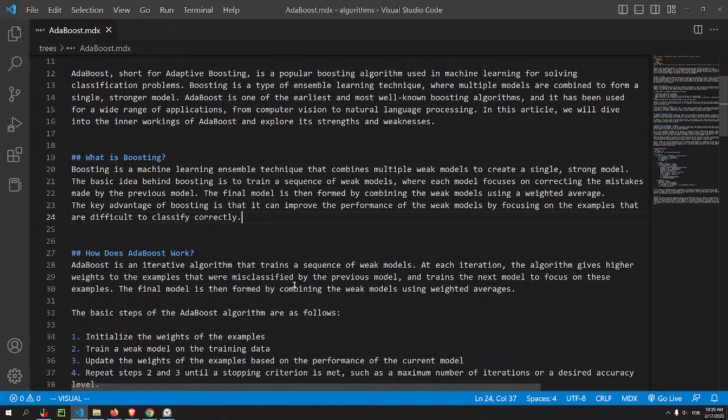Boosting is a machine learning ensemble technique that combines multiple weak models to create a single strong model. The basic idea behind boosting is to train a sequence of weak models where each model focuses on correcting the mistakes made by the previous model. One model is then formed by combining the weak models using a weighted average. The key advantage of boosting is that it can improve the performance of the weak models by focusing on the examples that are difficult to classify correctly.